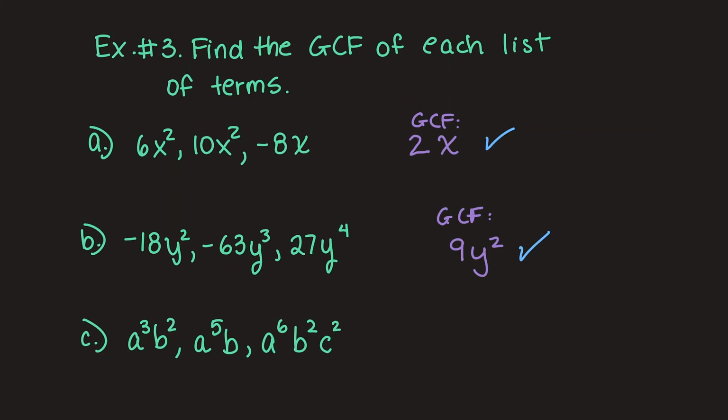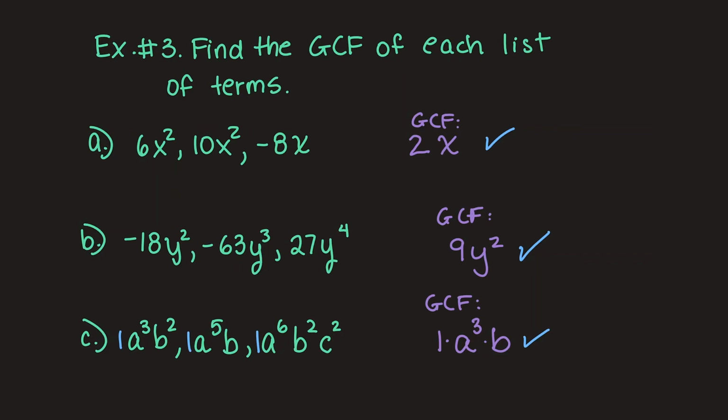And for the last example, the GCF for the numerical coefficient is just 1. Then for the variable a, the GCF is a cubed. The GCF for the variable b is just b. But for c, since the variable does not show up in the other two terms, we do not include it as part of the GCF. Therefore, our GCF for these three terms is a cubed b.